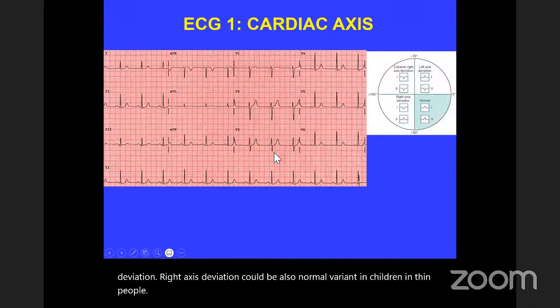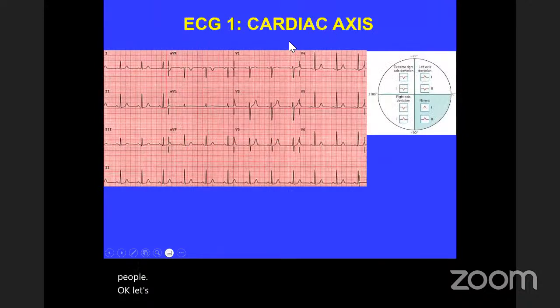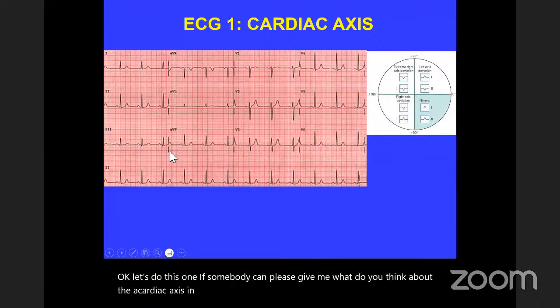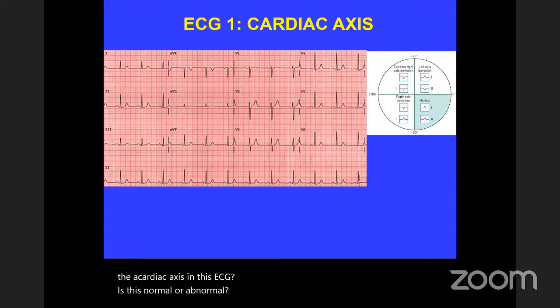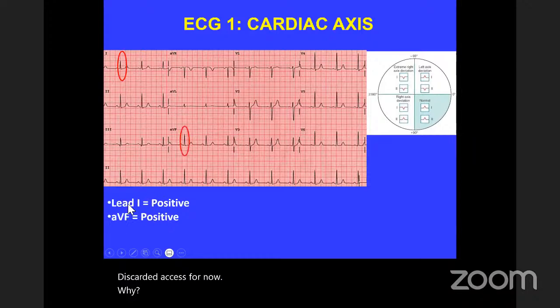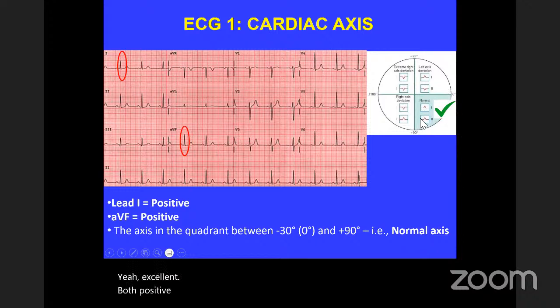So, okay, let's do this one. Can somebody please tell me what you think about the cardiac axis in this ECG? Is it normal or abnormal? Just the cardiac axis for now. Normal axis. Why? When you look at lead 1 and aVF, you see both of them are positive, both positive. So they are within the normal range here. Excellent. How about this one?